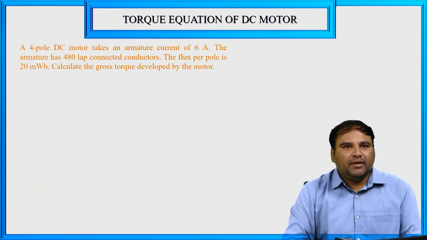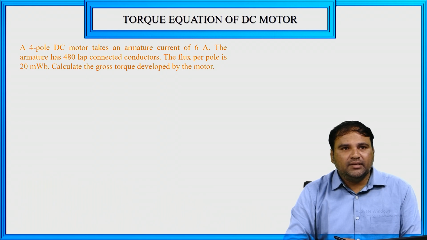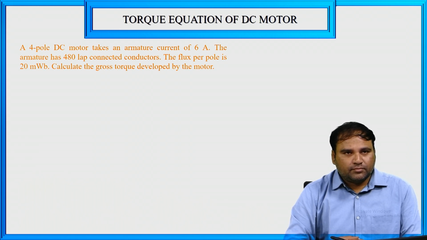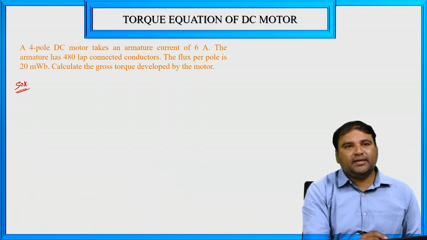So here I am taking the problem. A 4-pole DC motor takes an armature current of 6 ampere. The armature has 480 lap connected conductors, and the flux per pole is 20 milliweber. Now we need to calculate the gross torque or armature torque developed by the motor. Okay. So here first we have to write the given data, after that we have to calculate the torque.